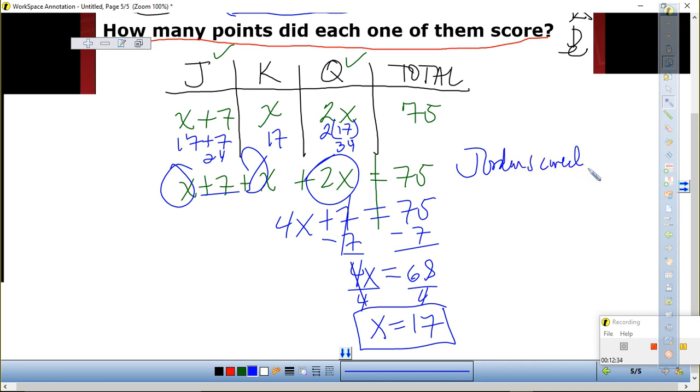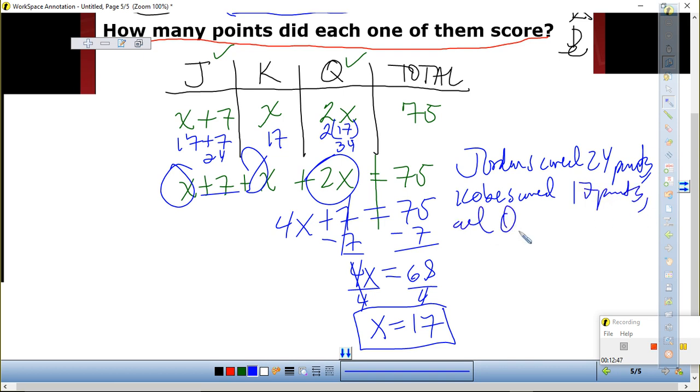Jordan scored 24 points, comma, Kobe scored 17 points, comma, and Q scored 34 points.